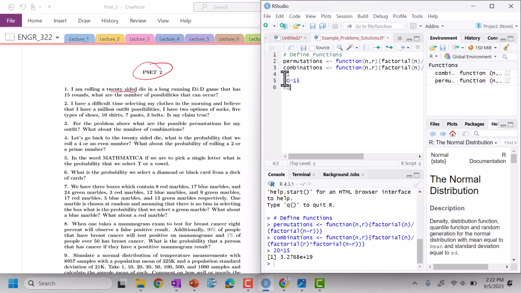Let's look at number two. I have a difficult time selecting my clothes in the morning. I believe that I have a million outfit possibilities. I have 2 options of socks, 5 types of shoes, 10 shirts, 7 pants, 3 belts. Is my claim true? Do I have a million possibilities?